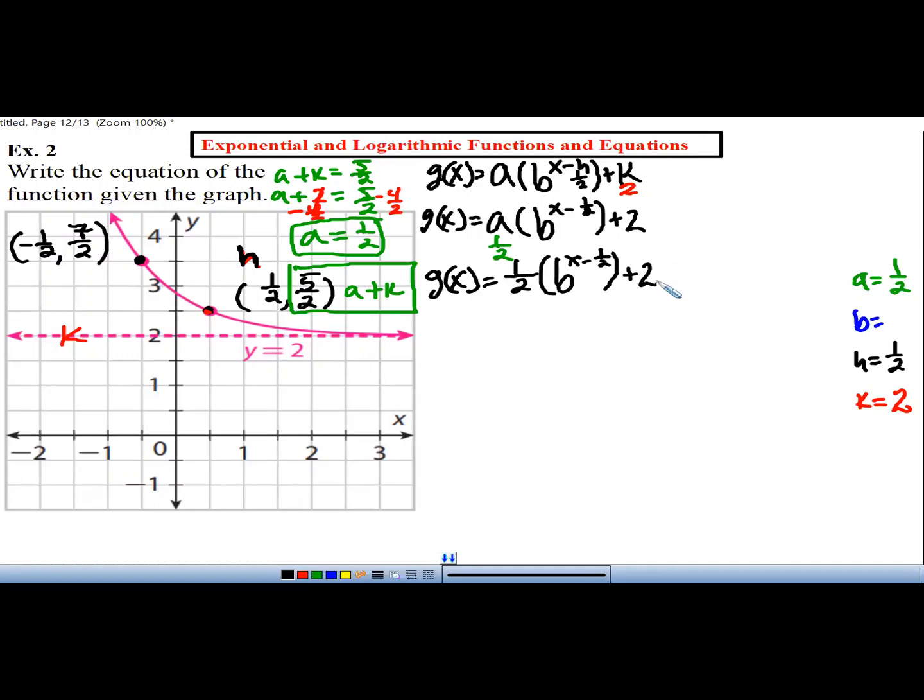All right, what's left, guys? We need to find b. And how do we do that? Well, we take the second point over here, and this is going to be our x, and this is going to be our g of x. So g of x is 7/2 equals 1/2 times b to the x. Oh, sorry, I'm going to replace the x with what? -1/2. -1/2 minus 1/2, plus 2.